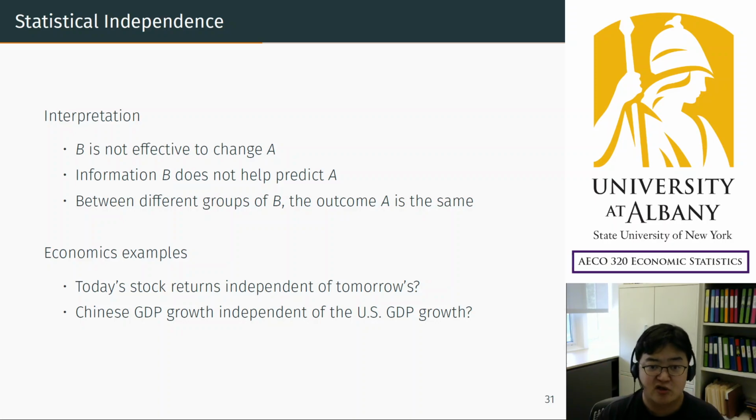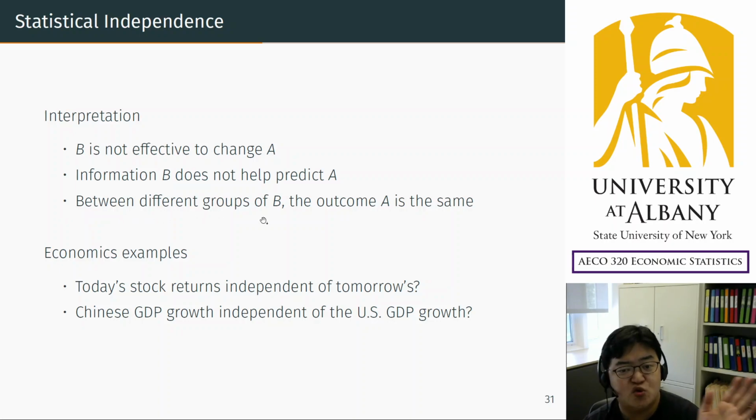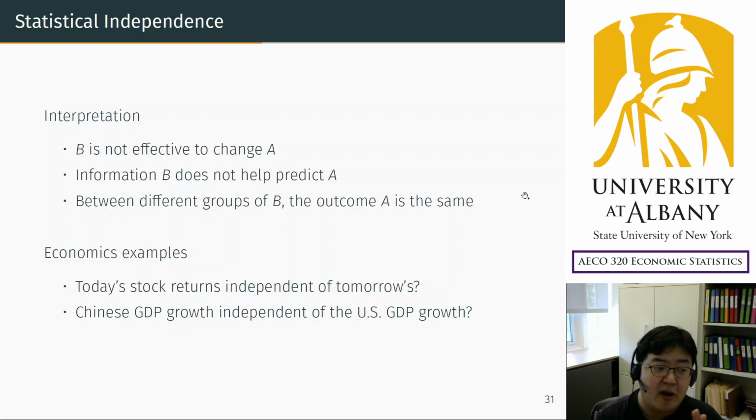Even the unconditional probability is the same. Or between different groups of B, the outcome is the same. That's how we interpreted the examples in here. Between tuition groups, the high salary probability is the same. So you can put many different interpretations on independence, right?